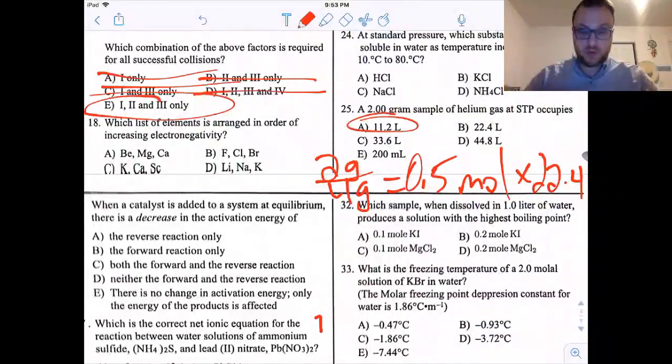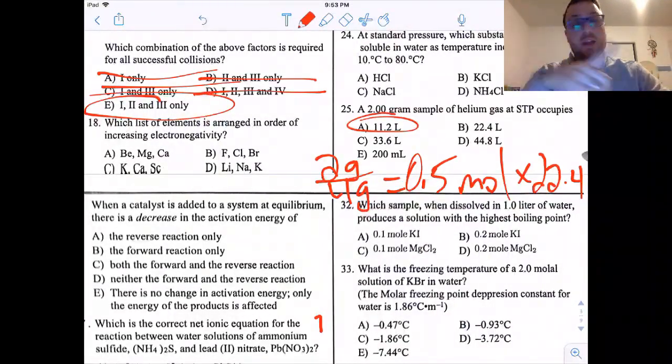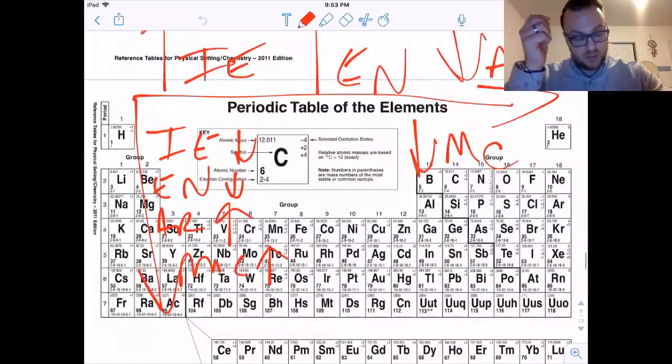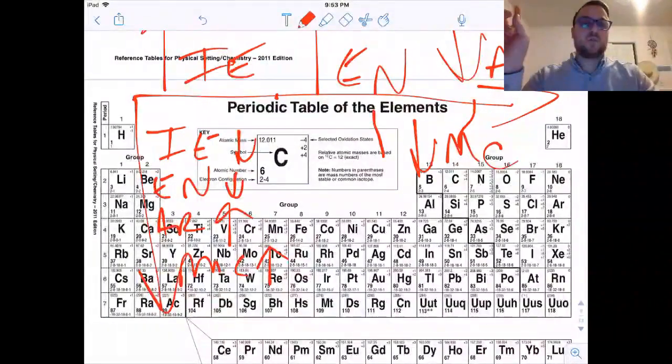What's a periodic trend? Periodic trends are the trends that you see on the periodic table. What's the trend in ionization energy? What's the trend in electronegativity? What's the trend in atomic radius? What's the trend in ionic radius? What's the trend in metallic character? AKA, how metallic are you? The closer you get to the metals, the more metallic you are. So neon, not very metallic. Francium, super metal. Those are the trends.